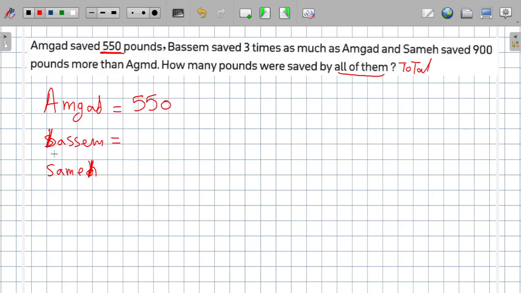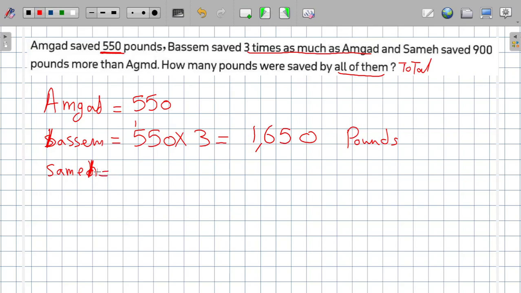Okay, Basim saved 3 times as much as Amgad. So I will multiply, or I will repeat the money that was with Amgad 3 times. So I have 550 multiplied by 3. So 0 times 3 equals 0. 5 times 3 equals 15, so I will write 5 and carry up 1. 3 times 5 equals 15 plus 1 equals 16. So the money that is with Basim is 1,650 pounds.